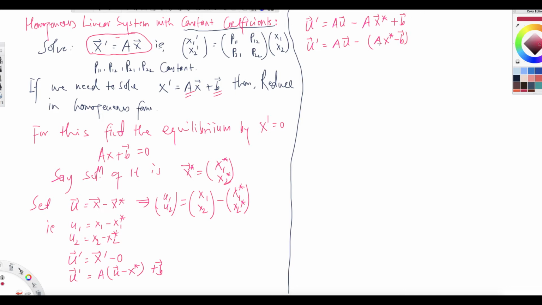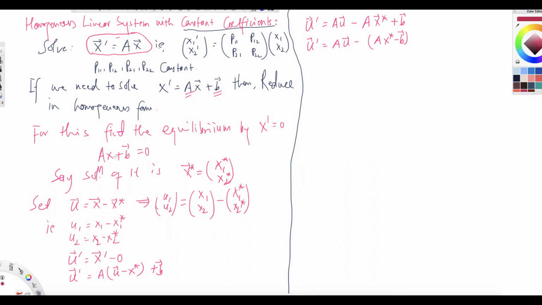So what is this x star though? How can you write that x star? x star is the solution of Ax plus b, right?